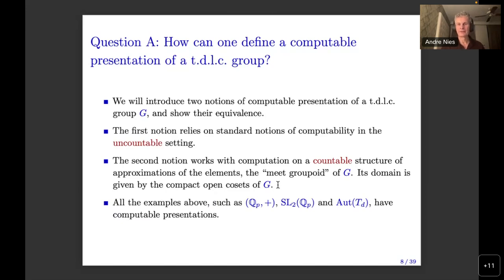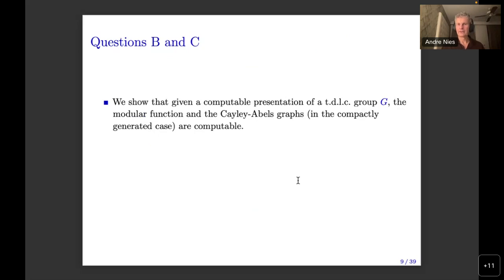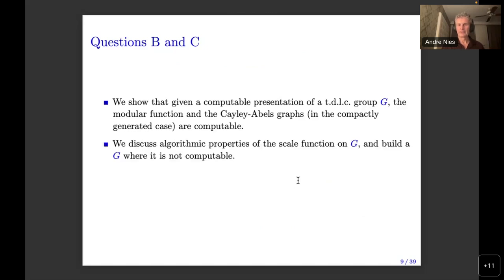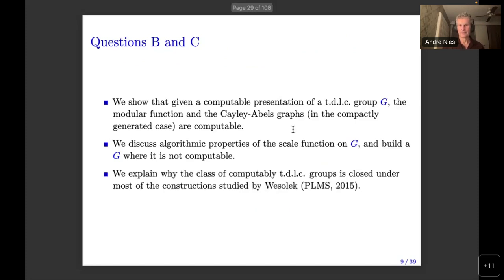So as I said, all these examples on the previous slide have computable presentations. However, for discrete groups and profinite groups, it's the same as what we knew before. So there are also groups such as discrete groups with unsolvable word problem, which cannot have a computable presentation. So I tell you what these derived objects are, Kelly-Ebbets graphs in the compactly generated cases. And I show if there's a computable presentation, then these derived objects are computable, but the scale function isn't always. So it's a native notion to TDLC groups, which is important. Many papers are about it, and we built an example where it's not computable. And briefly at the end, I'll tell you why, for instance, Willis's construction in his Proceedings of the LMS paper all have algorithmic versions.